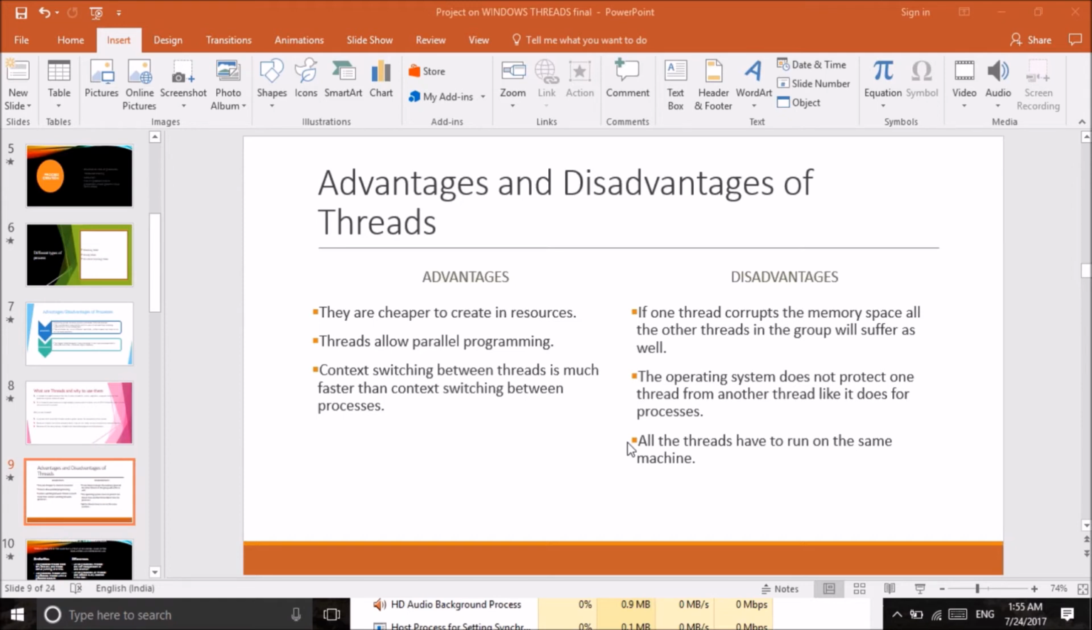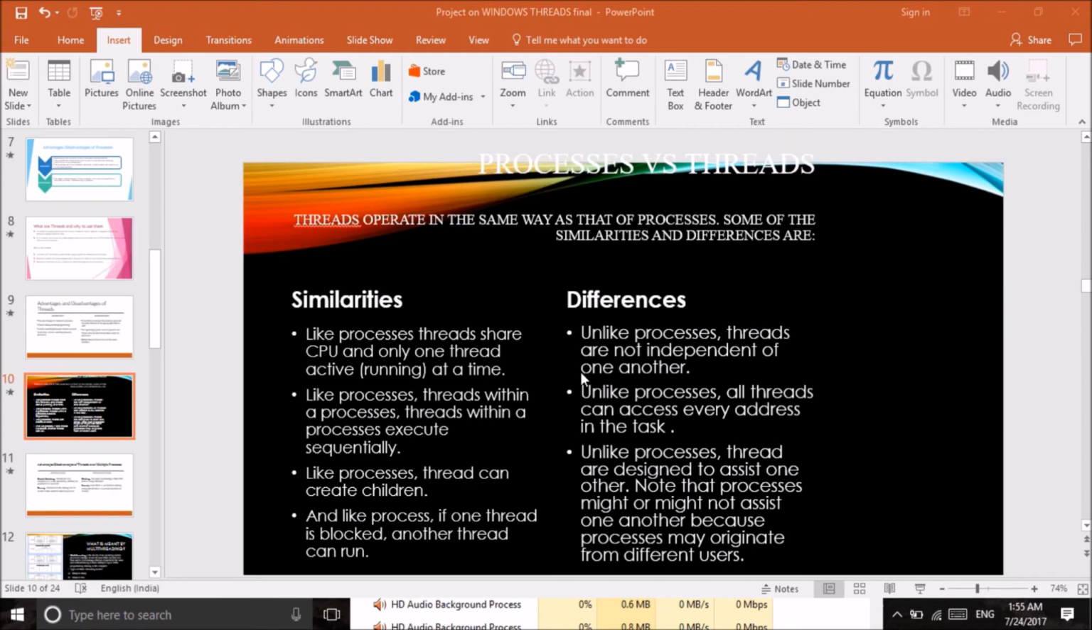Coming to disadvantages, since they are dependent on each other, if one thread is corrupted, then the whole threading gets affected, and the operating system does not protect one thread from another thread like it does for processes. Each process is protected separately, but in the case of threads, it does not support that format. All the threads have to run on the same machine, while processes can run on different machines.